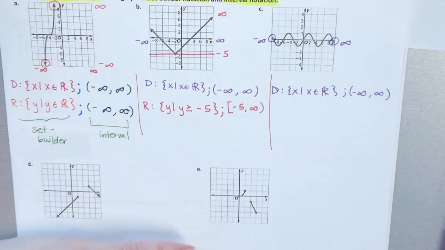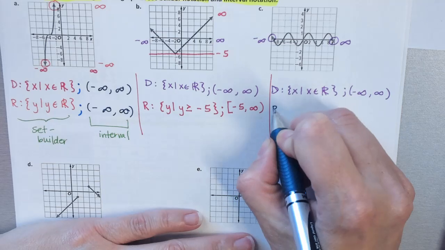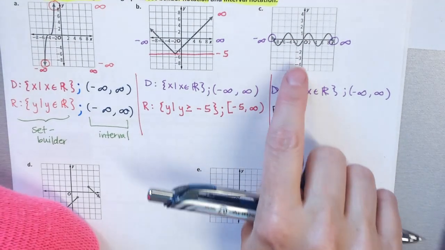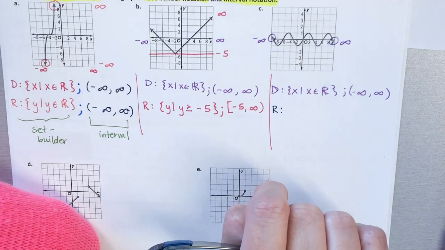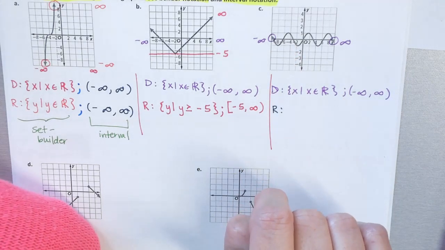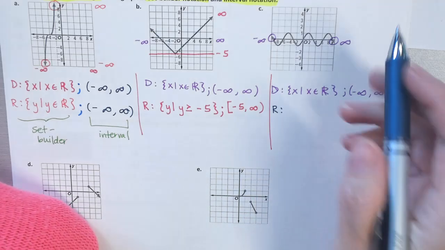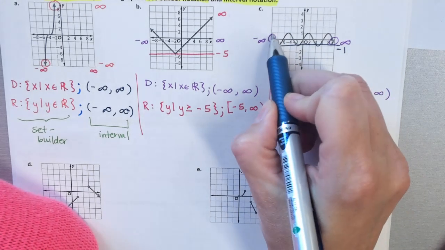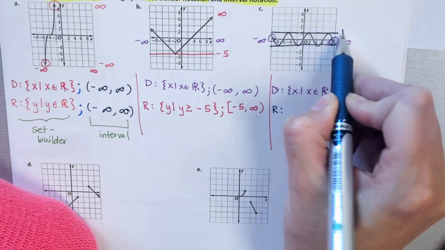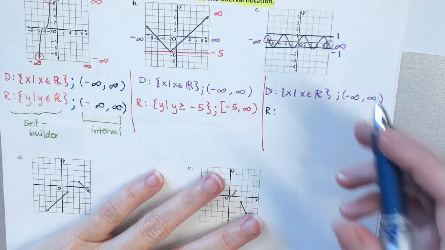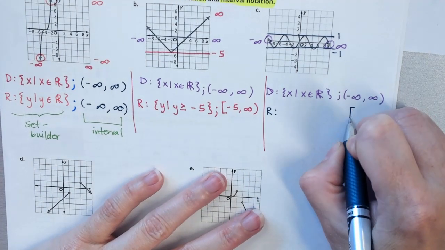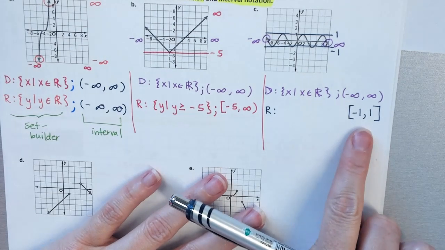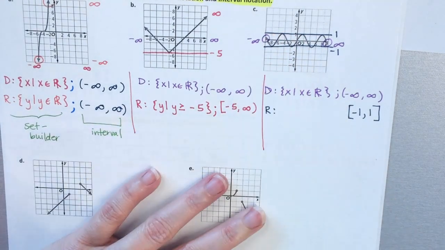And then for your range, you always want to start with your lowest value when you're doing the interval notation. So what's your lowest value here? Your lowest y? -1. Yep. So if you just look here, you're at -1. What's your highest y? 1. So you would write that in interval notation as [-1, 1]. You'd want to use the hard brackets because you don't have any open circles.